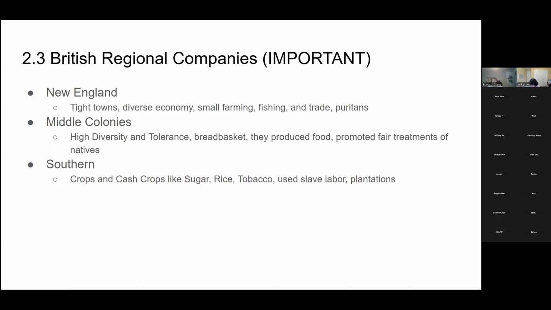And then New England is like Connecticut, Rhode Island, Massachusetts, like these colonies, right? They were tight towns with diverse economies, right? And they focused a lot on trade, and these people were the Puritans. And their location and proximity to the Atlantic Ocean and the rivers allowed them more inward access, which was very good for merchants and small farming and fishing. So these are a few main differences of the British regional colonies.